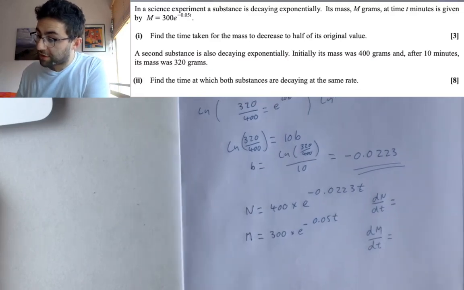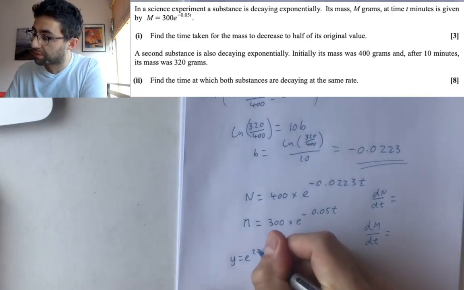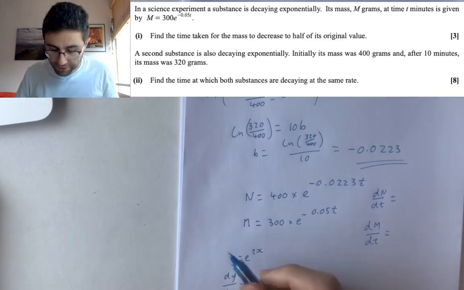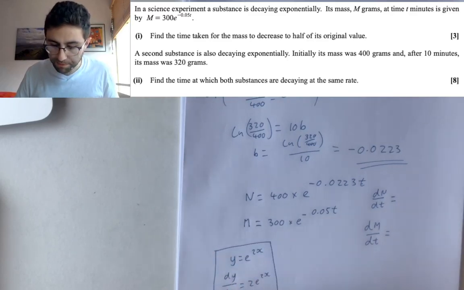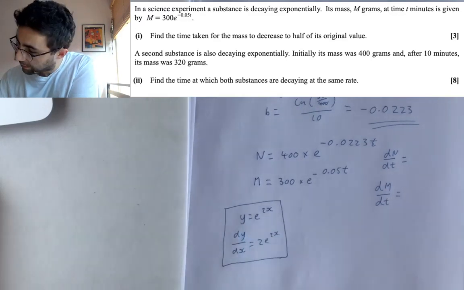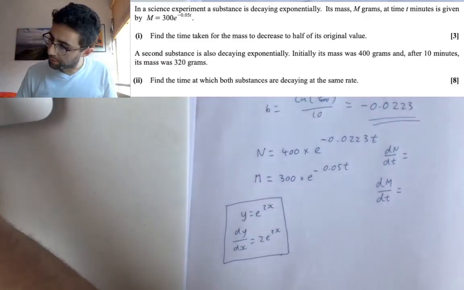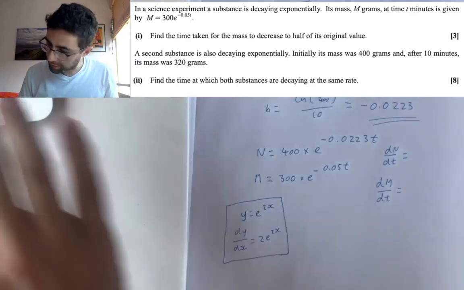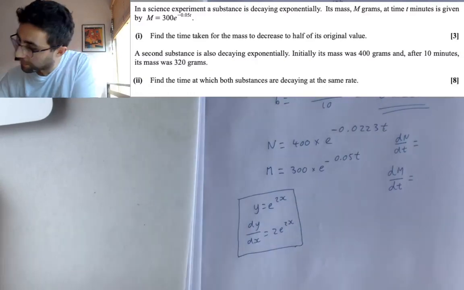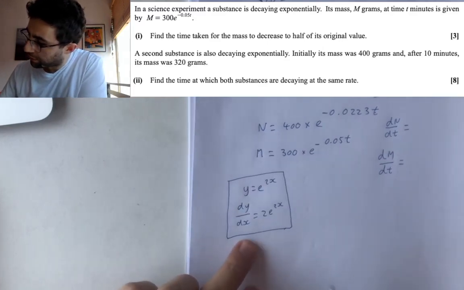So the derivative of e to the 2x is 2e to the 2x. Basically when you're differentiating, you just multiply the number down the front. So for that first one, I'm going to do minus 0.0223 times 400, and then you'll have minus 8.92 e to the minus 0.0223t. And on the bottom one, 0.05 times 300 is 15, so minus 15 e to the minus 0.05t. Let's just do a bit of a circle around that.